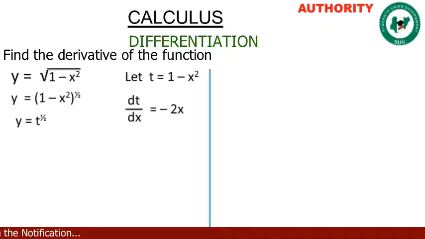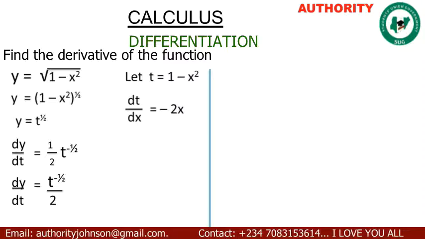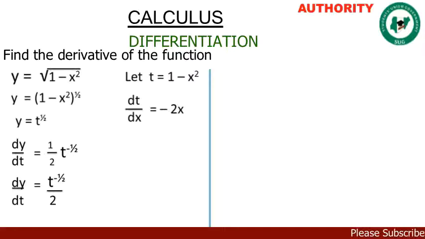From here, let's differentiate y with respect to t. In so doing, we are going to have dy all over dt is equal to 1 all over 2 times t raised to power 1 all over 2 minus 1, which is going to give us minus 1 all over 2. Okay, good. We are going to have dy all over dt is equal to 1 all over 2 times t, all over 2. And then this t is raised to power minus 1 all over 2. So we now have dy all over dt is equal to t raised to power minus 1 all over 2, all over 2. Okay, good.